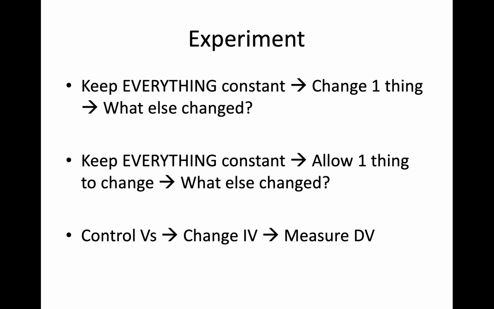When we start with thinking about an experiment, it's pretty straightforward. You keep everything constant and you change one thing, and you look for what else has changed as a result. Or you keep everything constant and you allow one thing to change and look for changes someplace else. So the difference between these two is that you may manipulate a variable, or you allow a variable to change. Sometimes you can't manipulate it, but you allow differences in your experiment. In other words, you control all the variables possible in the world that you can. You change your independent variable and you measure your dependent variable.